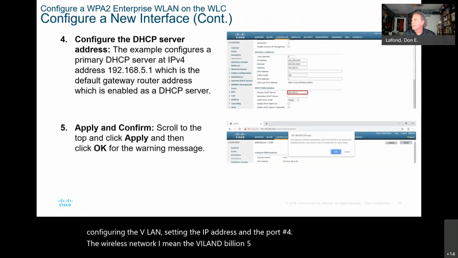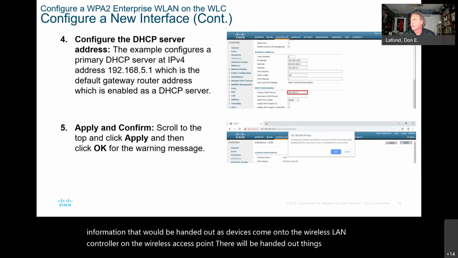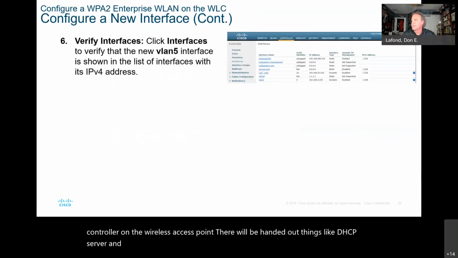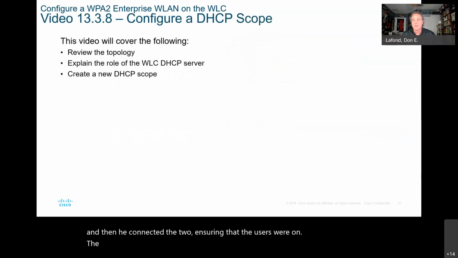And then he added additional information that would be handed out as devices come onto the wireless LAN controller on the wireless access point. They'll be handed out things like a DHCP server, and then he connected the two, ensuring that the users were on the user wireless, not the management wireless.